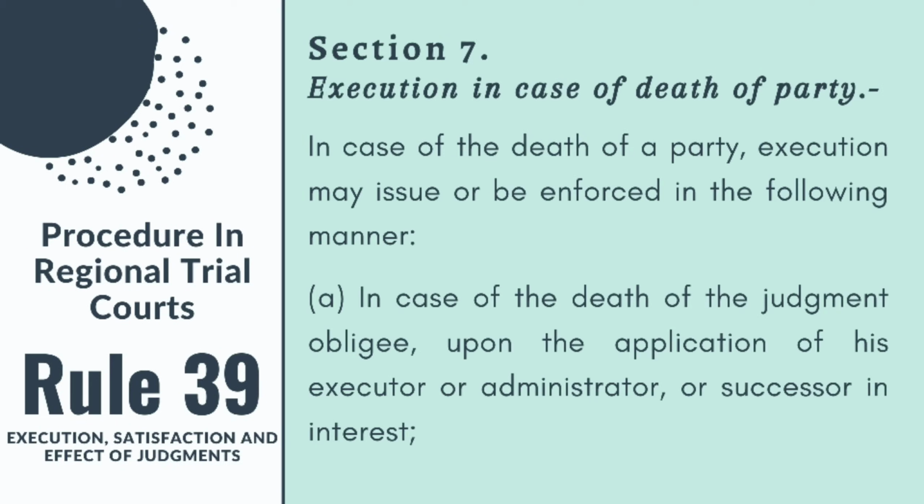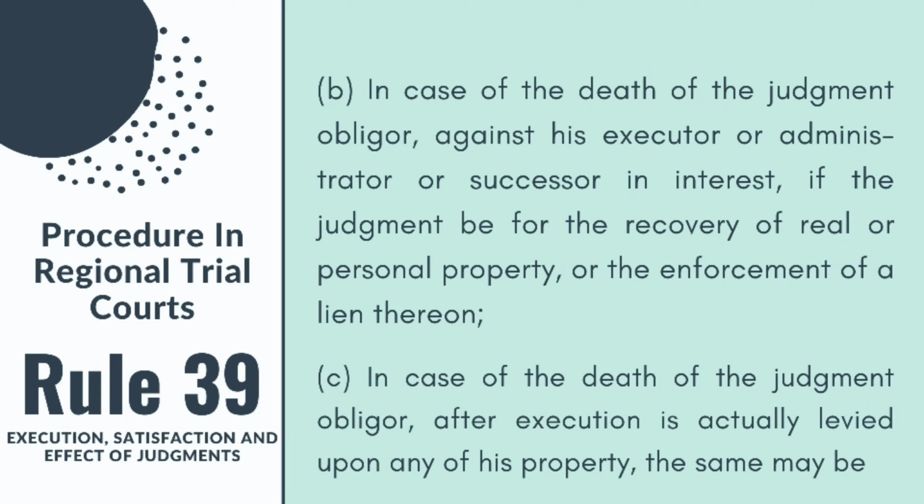Section 7. Execution in case of death of party. In case of the death of a party, execution may issue or be enforced in the following manner. A. In case of the death of the judgment obligee, upon the application of his executor or administrator, or successor in interest. B. In case of the death of the judgment obligor, against his executor or administrator or successor in interest, if the judgment be for the recovery of real or personal property, or the enforcement of a lien thereon.